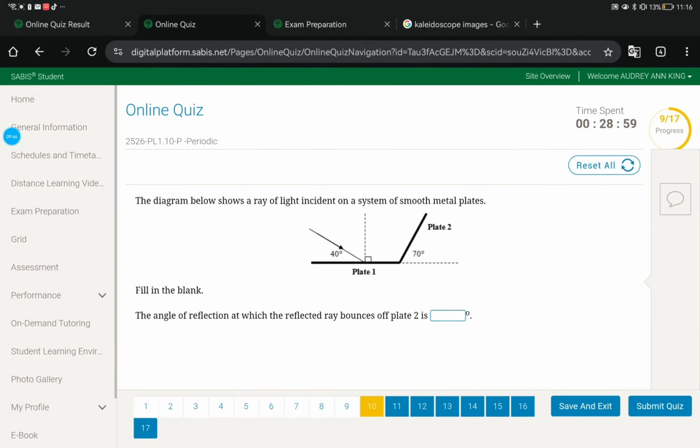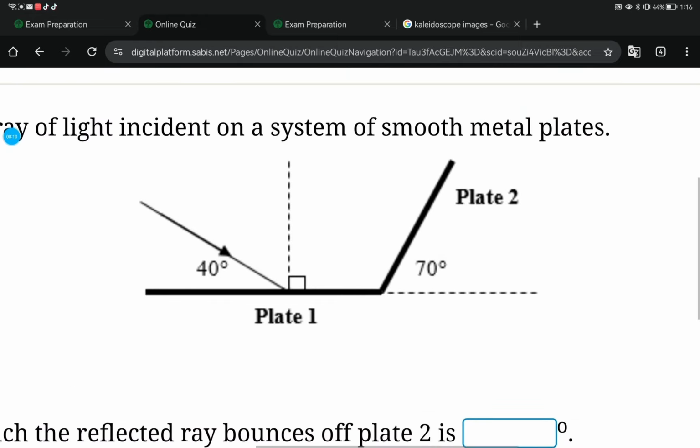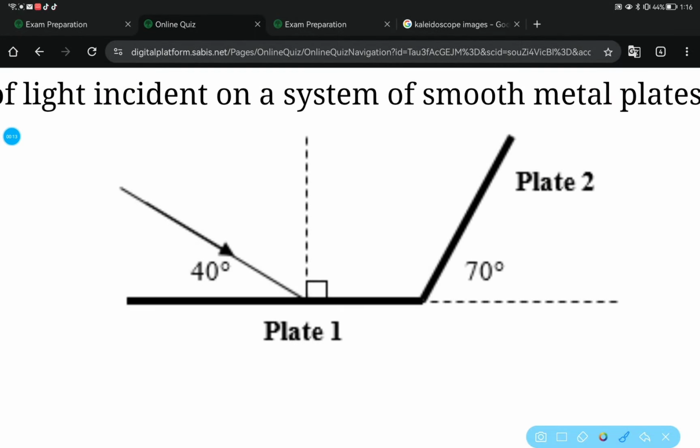The angle of reflection at which the reflected ray bounces off plate 2 is... The diagram below shows a ray of light incident on a system of smooth metal plates. The angle of reflection at which the reflected ray bounces off plate 2 is blank degrees. So for this question, we're going to start by drawing the reflected ray, which goes from here to here. And we know that since it's reflected, this is also going to be 40 degrees, right? And we also know that this is perpendicular and we need to find this angle, which is x.